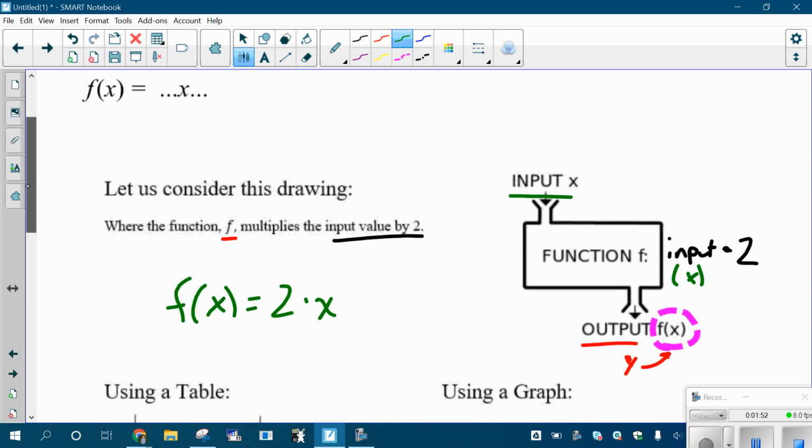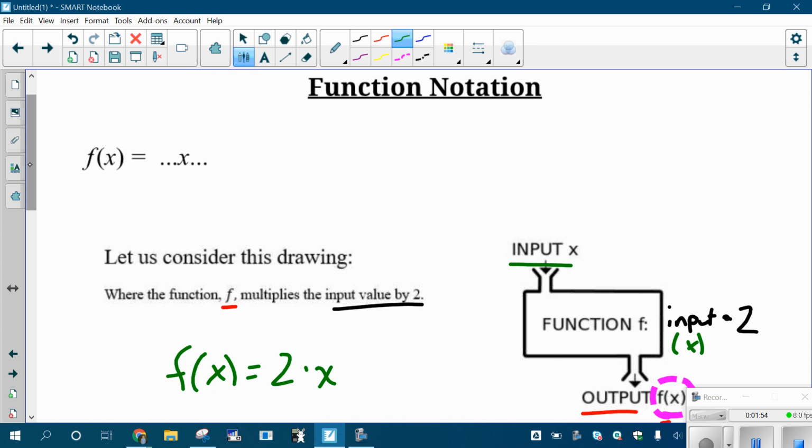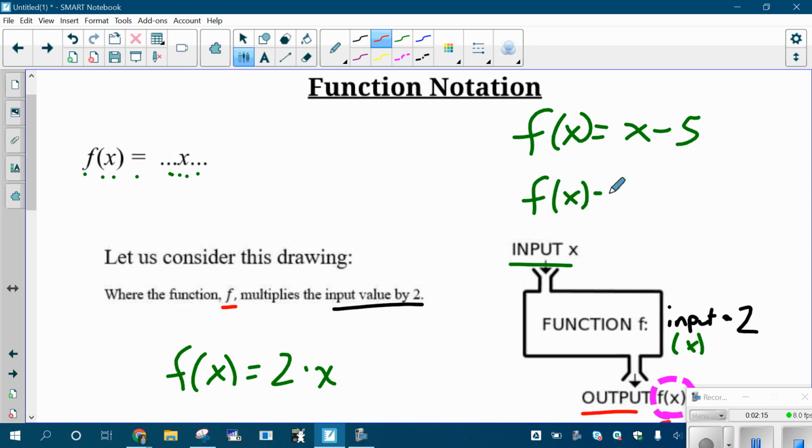Okay? In general, functions always look like that. They look like f of x equals, and then they're stuck with x's. We did an example right here where the input value is multiplied by 2, but you've got equations where they do all sorts of stuff to x. So you could have a function where it takes the input and it subtracts 5. You could have a function where it takes the input and it squares it. You could have a function where it does 7 times the input and then subtracts 3.